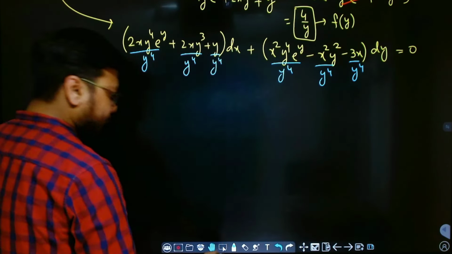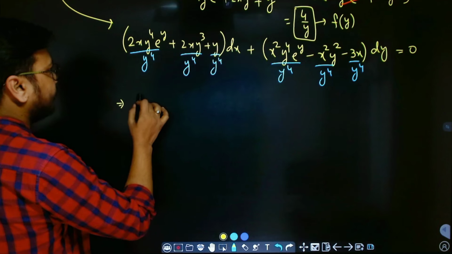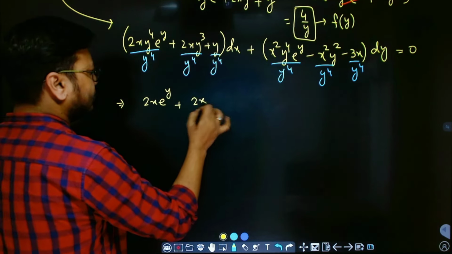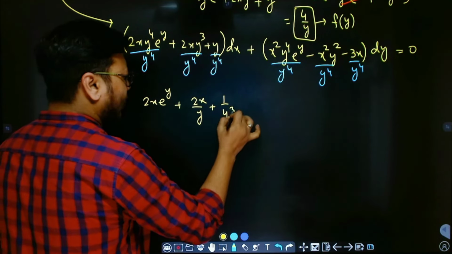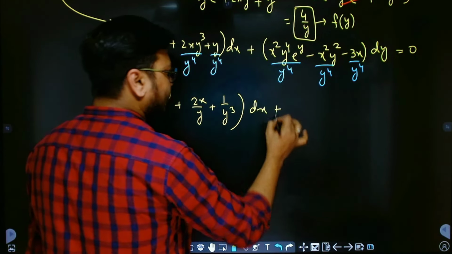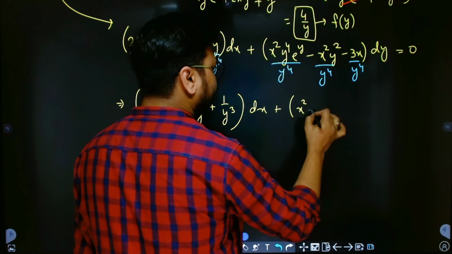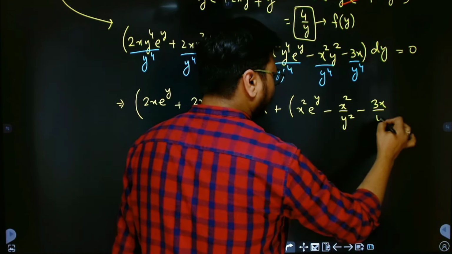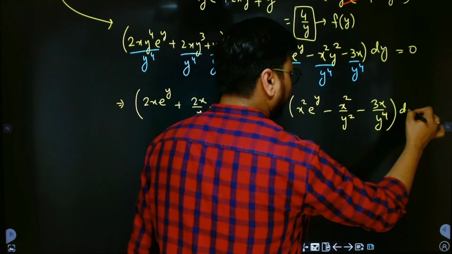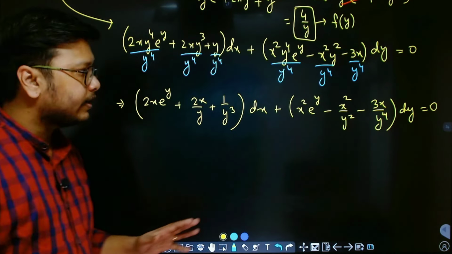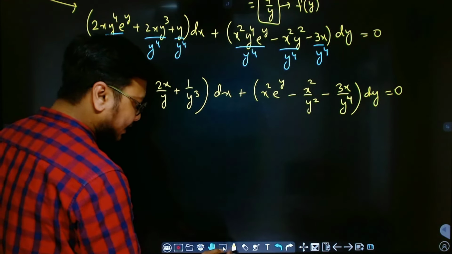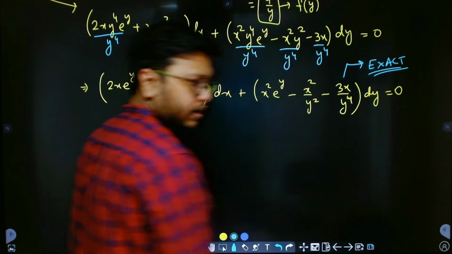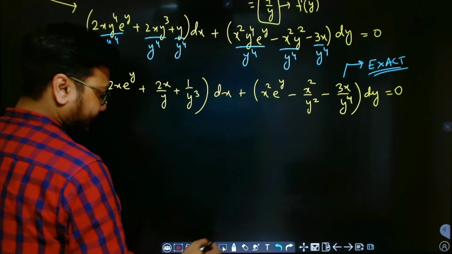So if I simplify this, I'll be having (2x e^y + 2x/y + 1/y³) dx + (x² e^y − x²/y² − 3x/y⁴) dy = 0, right? So we have got our exact equation. This is our exact differential equation. Now we are going to integrate this like before.